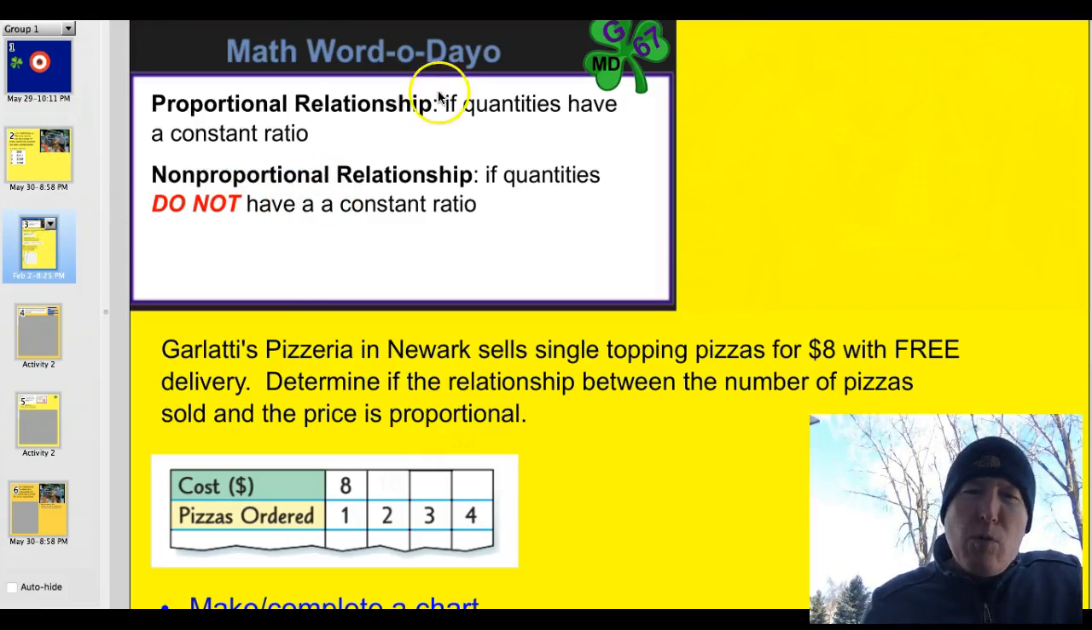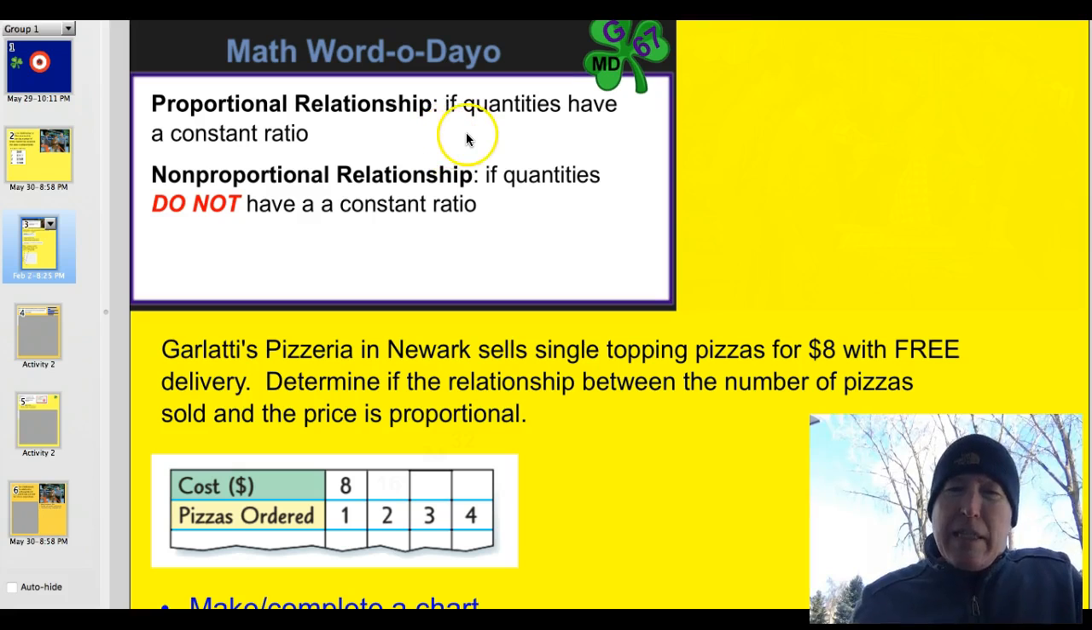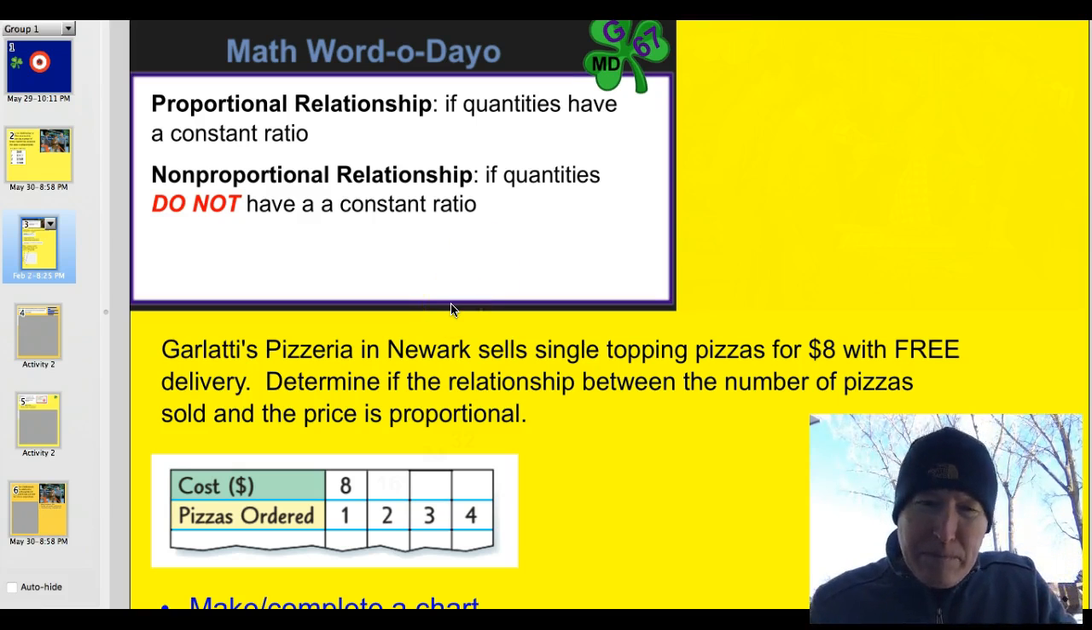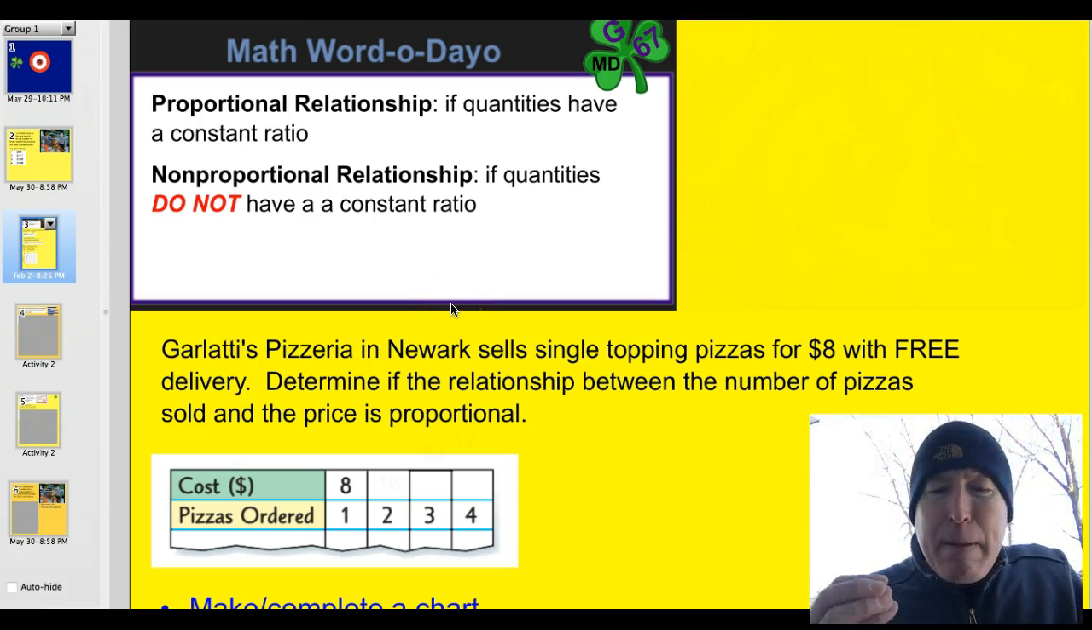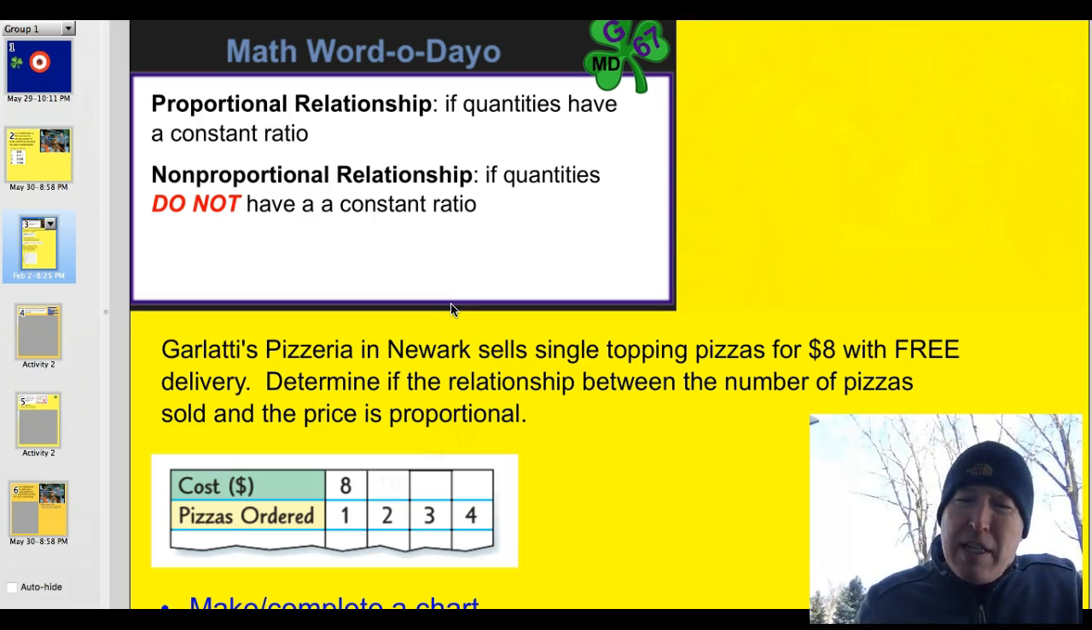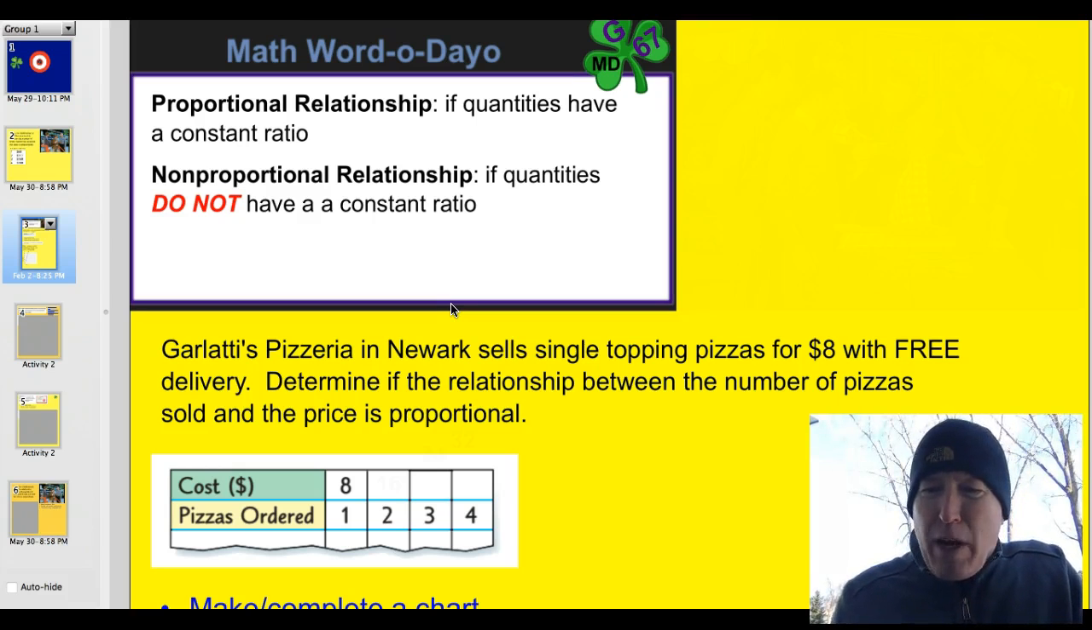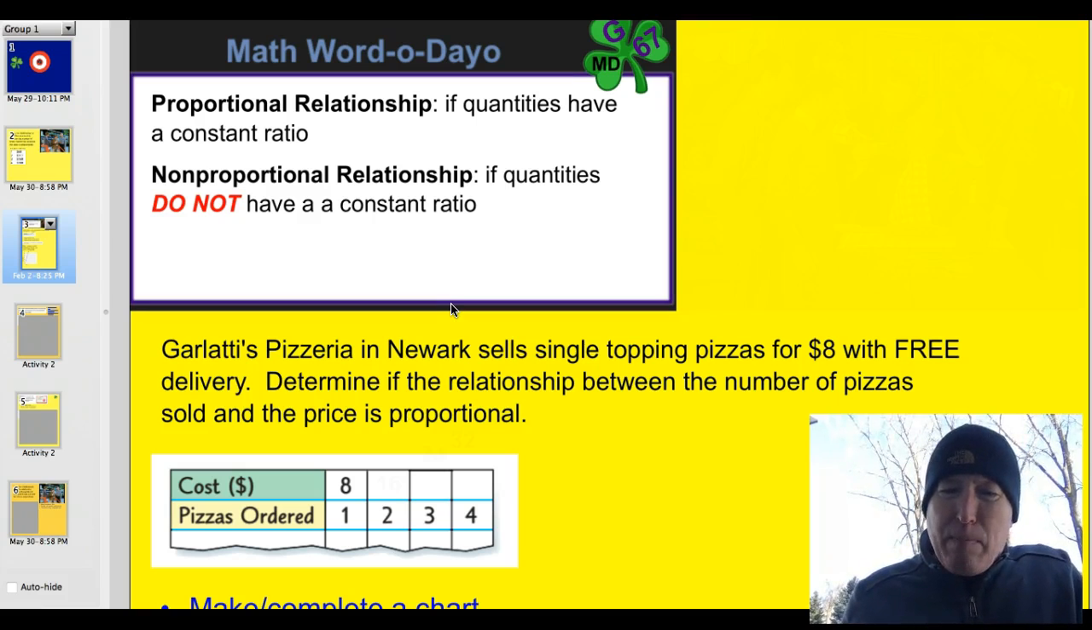So a proportional relationship exists if quantities have a constant ratio. We've talked a lot about ratios, and I think you understand what that means. A non-proportional relationship exists if quantities do not have a constant ratio. Let's take a look at a pretty simple example. Carlotti's Pizzeria in New York sells single topping pizzas for $8 with free delivery. Determine if the relationship between the number of pizzas sold and the price is proportional.